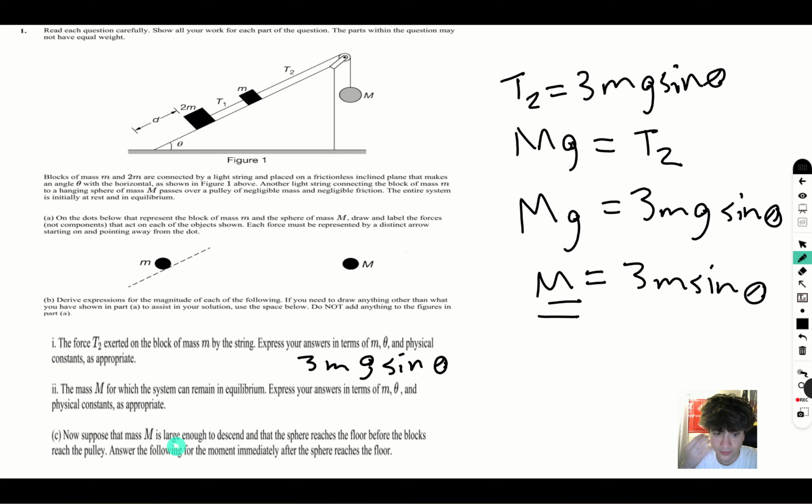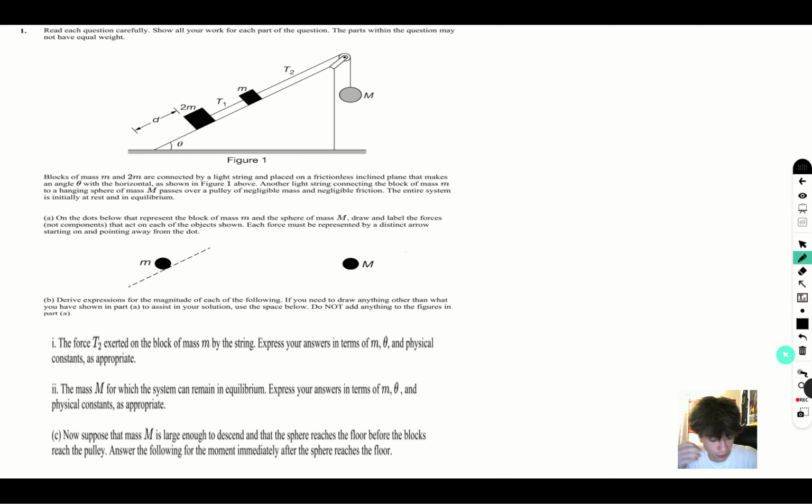Now, let's take a look at our part C. It asks, now suppose the mass m is large enough to descend and that the sphere reaches the floor before the blocks reach the pulley. Answer the following for the moment immediately after the sphere reaches the floor. Alright guys, we're going to move on to the next page.